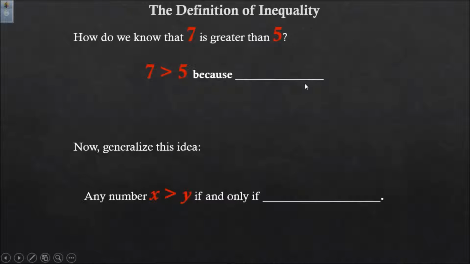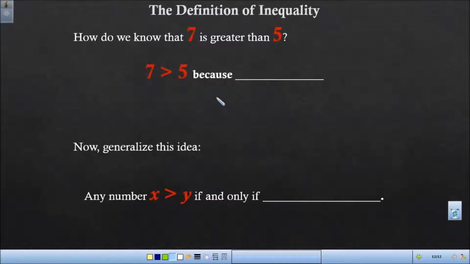We define inequality as the ability to add something to another number so that you're equal to the larger value. So 7 is greater than 5 mainly because 7 is equal to 5 plus 2. We can generalize this and say that any number x is greater than a number y if x equals y plus some other constant value.